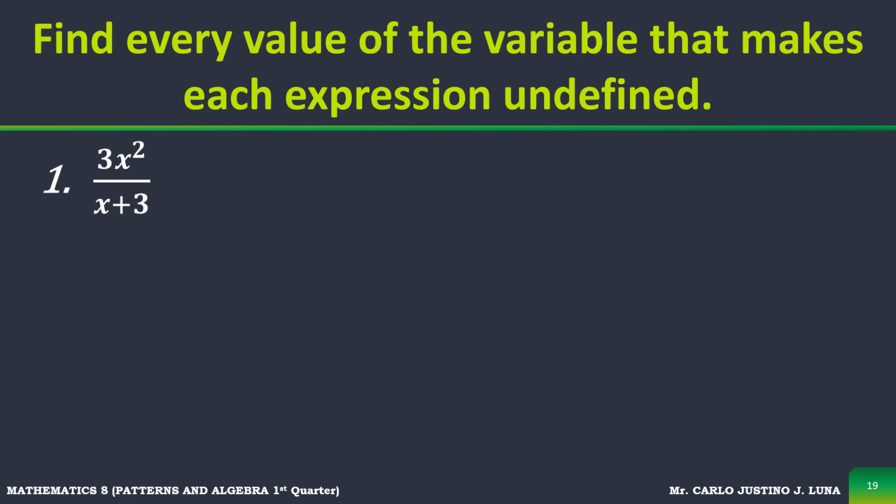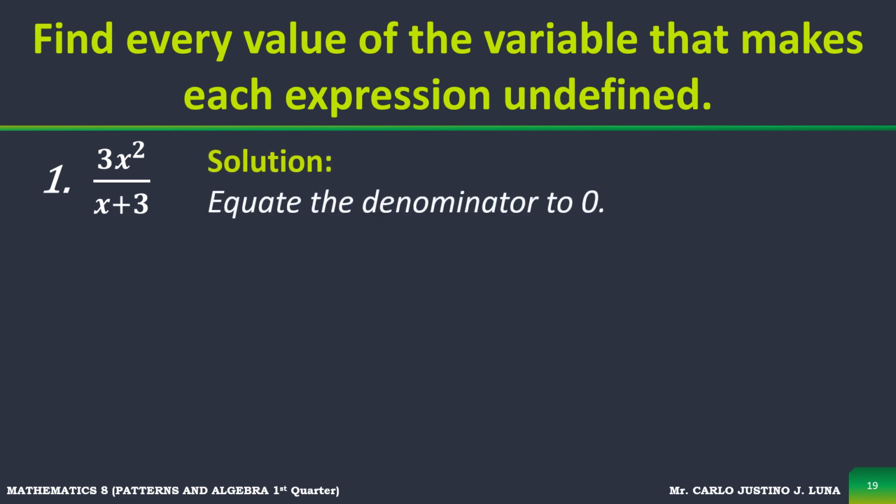So given this expression, we will find now the restricted values for our given. Okay? So, paano natin gagawin yon? Let's have now the solution. First is to equate the denominator to 0. So, kukunin natin yung denominator and then we will equate it to 0. So, we will now have x plus 3 is equal to 0.